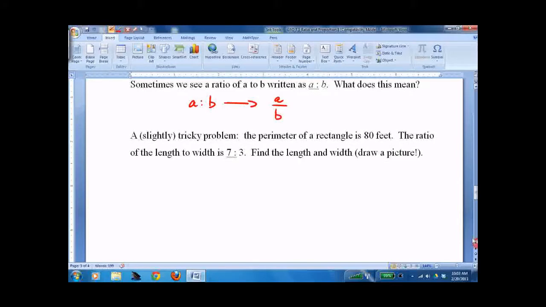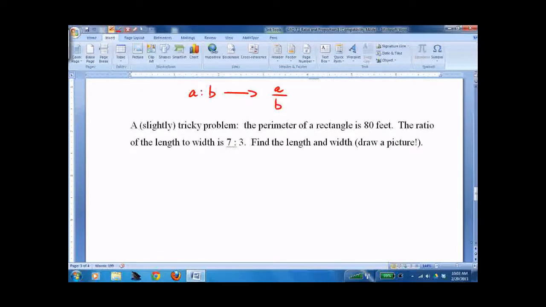Here's another example. Try it on your own. Always draw a picture. All right, I will do it now. The perimeter of a rectangle is 80 feet. The ratio of the length to width is 7 to 3. Find the length and the width. Make sure you draw a picture. Whenever you see this, simply write 7x and 3x.